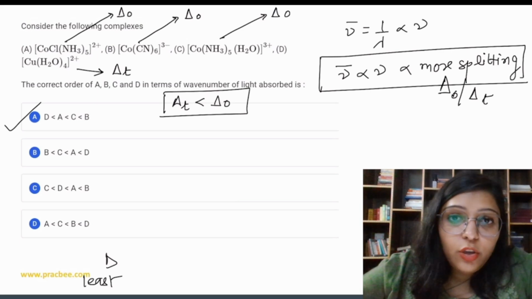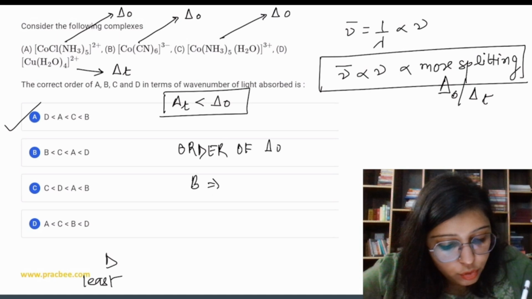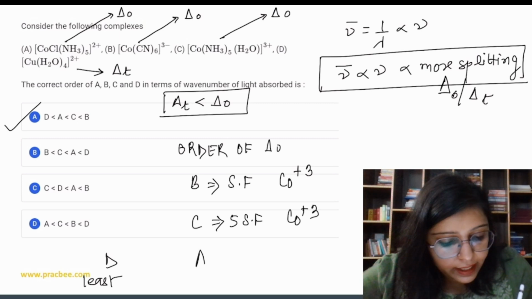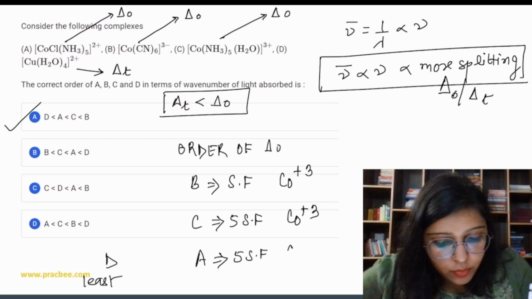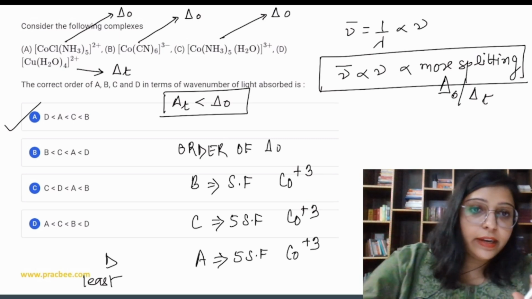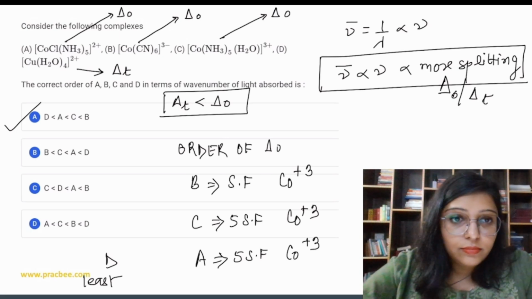Now we have to check the order of delta naught. We have to check what? The order of delta naught. So in B we have a strong field ligand and cobalt is in +3. In C, we have 5 strong field ligands and cobalt is in +3. And in A, we have 5 strong field ligands, right? And cobalt is in +3 only. So the oxidation state is the same, so it is not directly involved in delta naught.